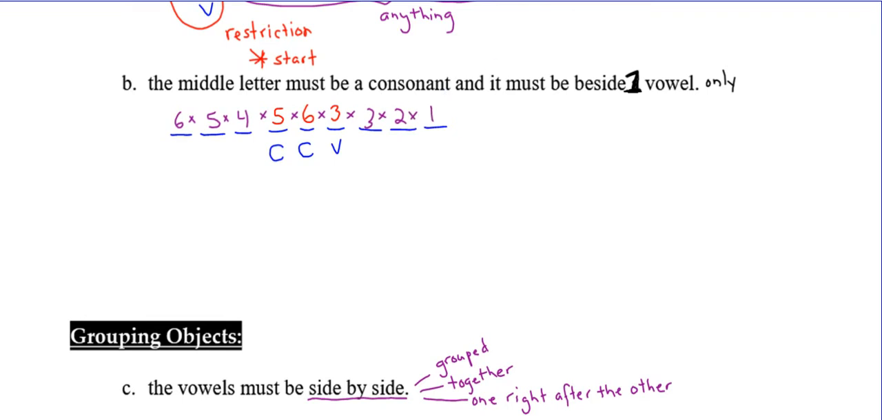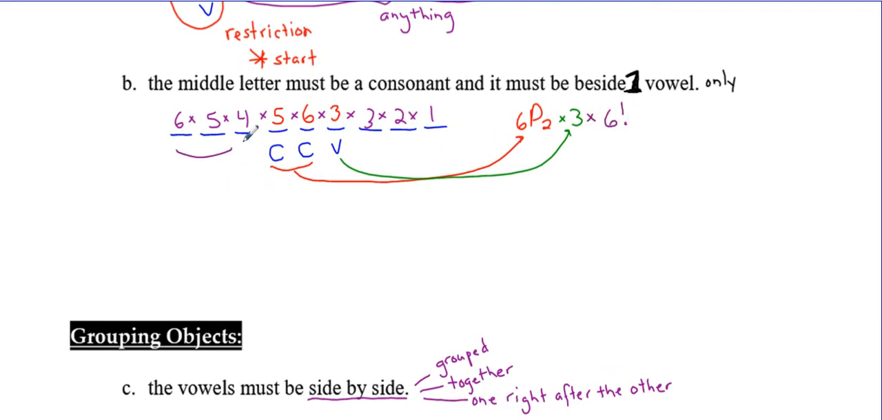So you have 6P2 because you've got one consonant here and another consonant here. So this is 6P2 times the vowel, which is there, times the 6 factorial, which is the remaining letters. And that makes a total of 64,800.